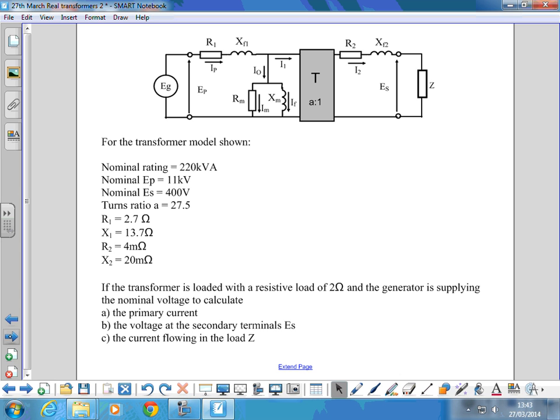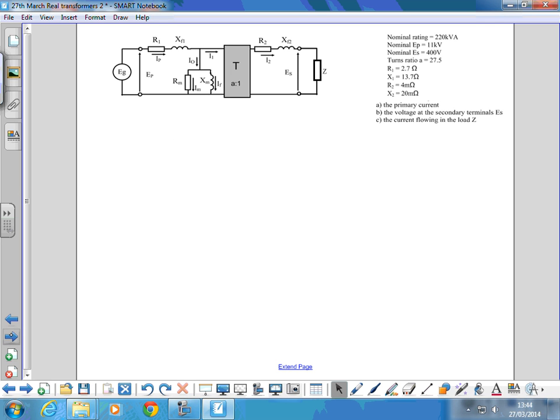So the transformer is now loaded with a resistive load. I kept it fairly simple, I haven't given you a complex load, of 2 ohms, and the generator is supplying the nominal voltage. Calculate the primary current, the voltage at the secondary terminals ES, and the current flowing in the load. Again, I've put a version of that, scrunched up a little bit, on the next page.